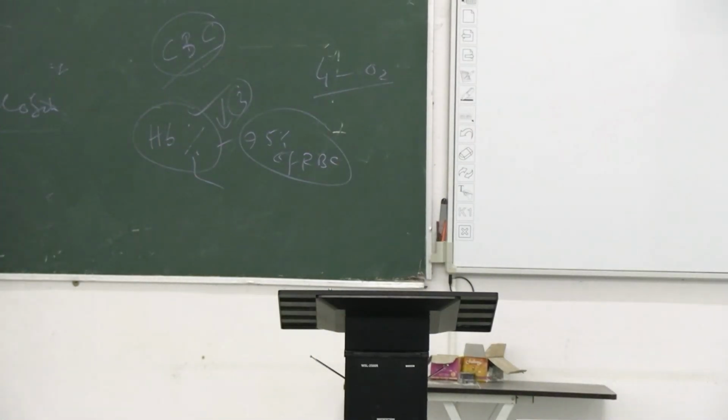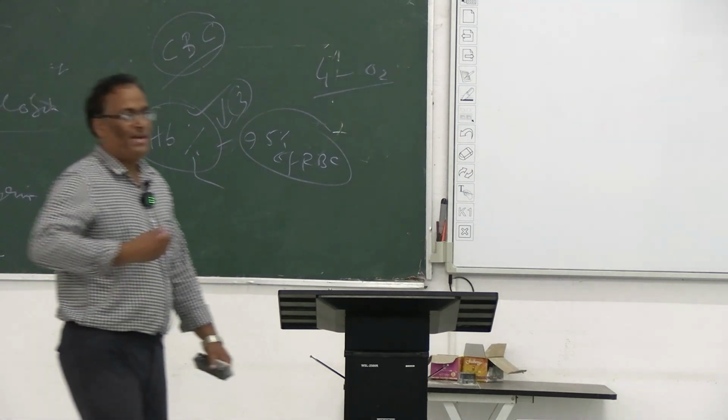So if I write its composition, it is protoporphyrin 9 and also iron. Iron in which state, ferrous or ferric? Ferrous. Remember that. Another important point: we are saying that hemoglobin carries oxygen.